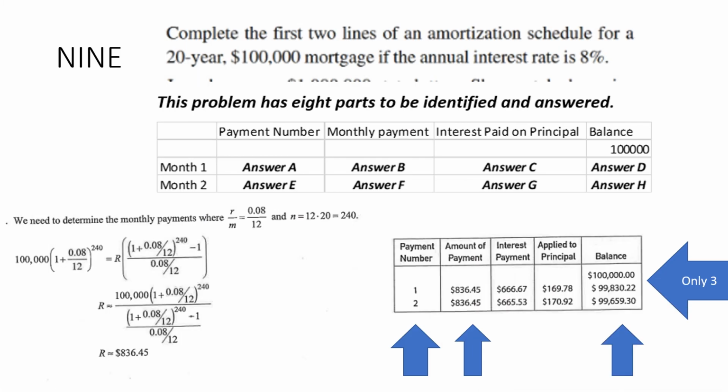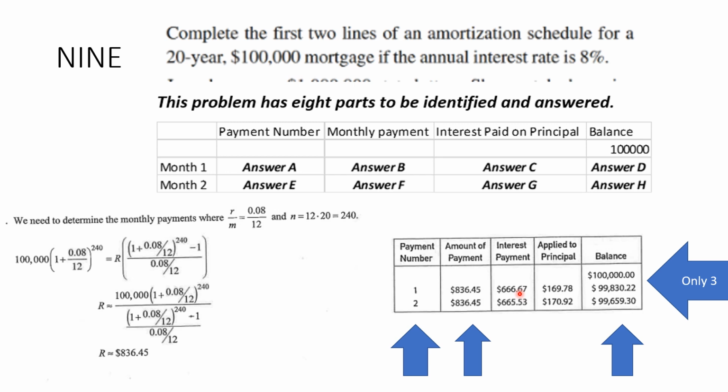Number 9, you were to complete the first 2 lines of an amortization schedule for a 20-year, $100,000 mortgage if the annual interest rate was 8%. Here are the formulas that you're using. Your monthly payment is going to be $836.45. That's what happens here.